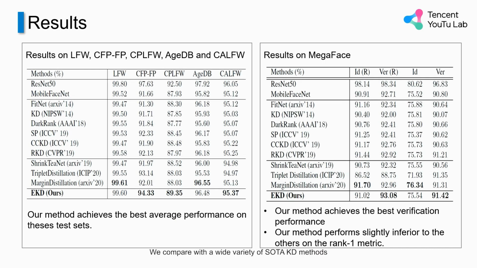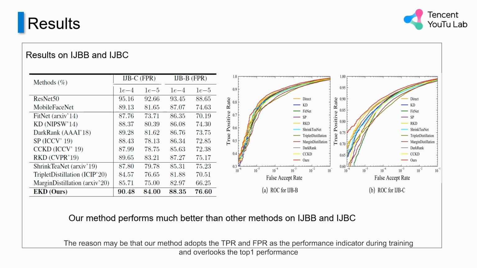We compare with a wide variety of SOTA KD methods, including methods proposed for other tasks and methods specifically designed for face recognition. Our method achieves the best average performance on these test sets except for the top 1 performance on MegaFace. The reason may be that our method adopts the TPR and FPR as the performance indicator during training and overlooks the top 1 performance.